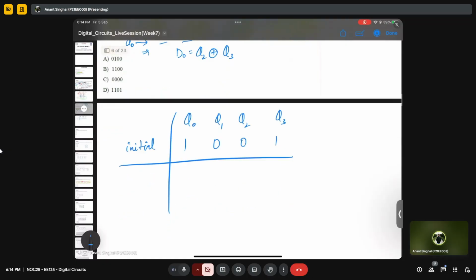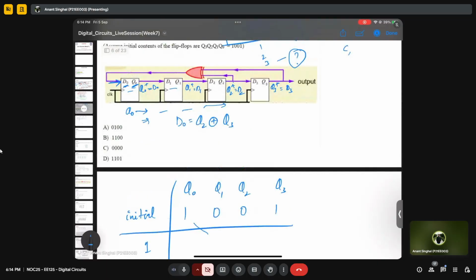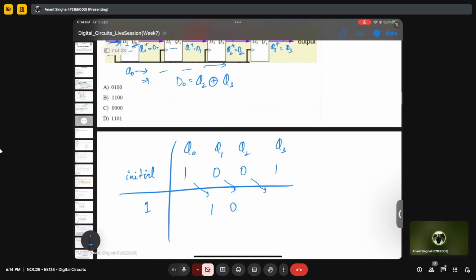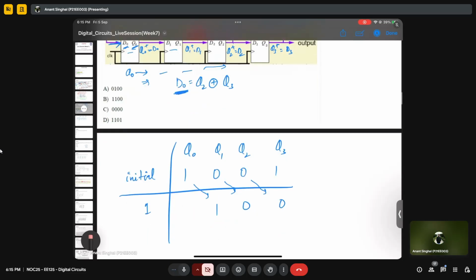Now what is happening is, in the first clock cycle, everything shifts towards the right side. So this 1 0 0 will come here, and D0 is nothing but the XOR of Q2 and Q3. So if I do an XOR of these two, this should be the input here. 0 and 1 XOR is always 1.